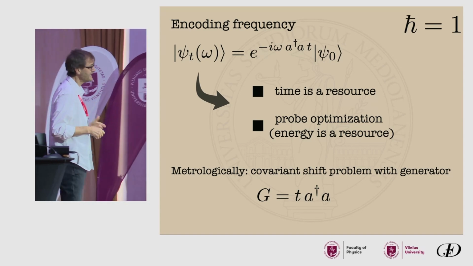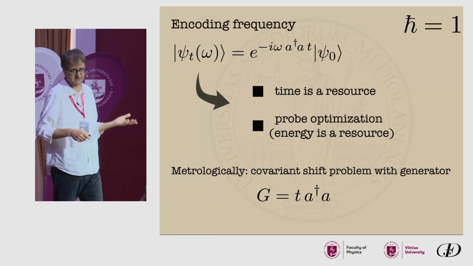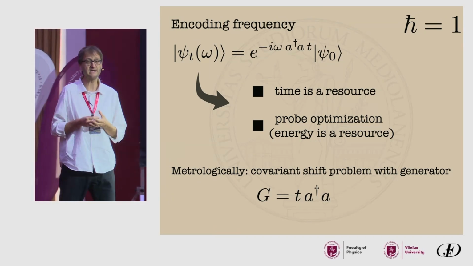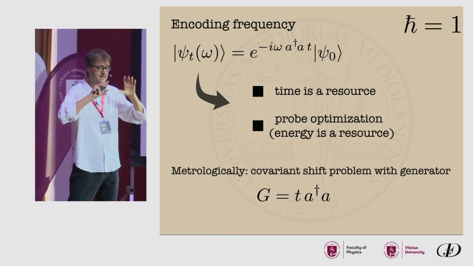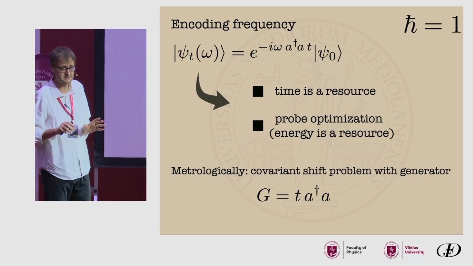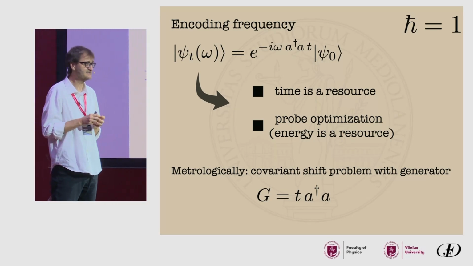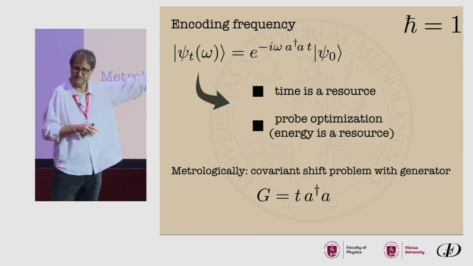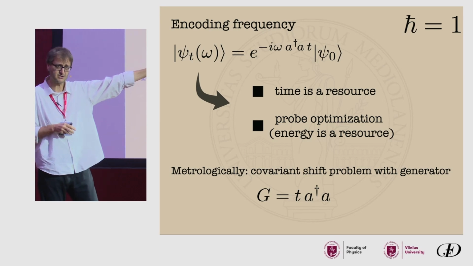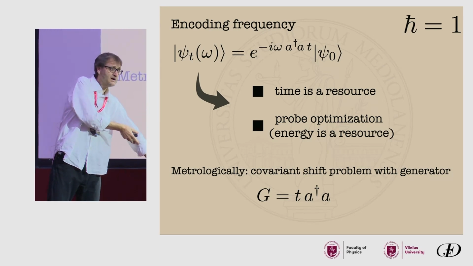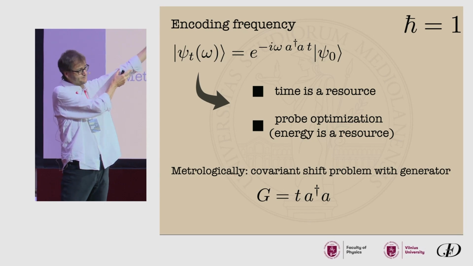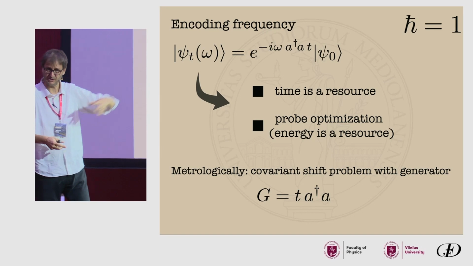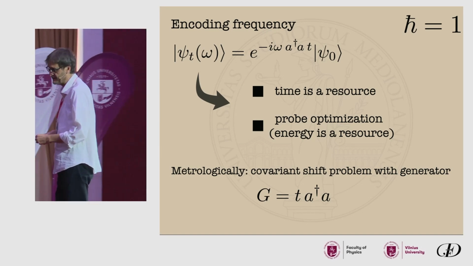And also, energy is a resource. We are used to this in continuous variable quantum information. To understand intuitively why energy is a resource, think of the picture in the phase space. If a state has large energy, it means it's very far from the origin, the bubble of the Wigner function or the Q function. And so when you perform the free evolution, you are encoding more information about the frequency because you are very far from the origin.